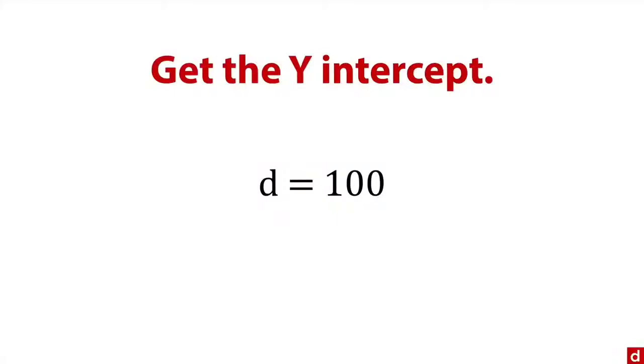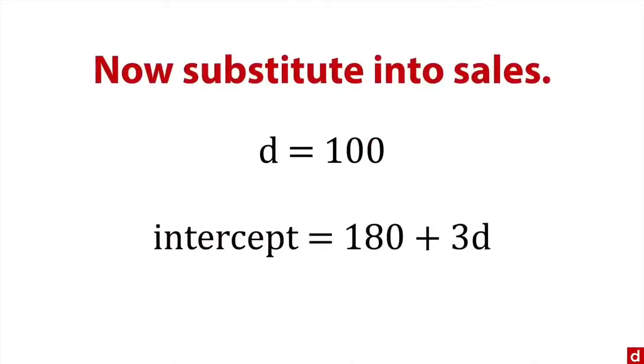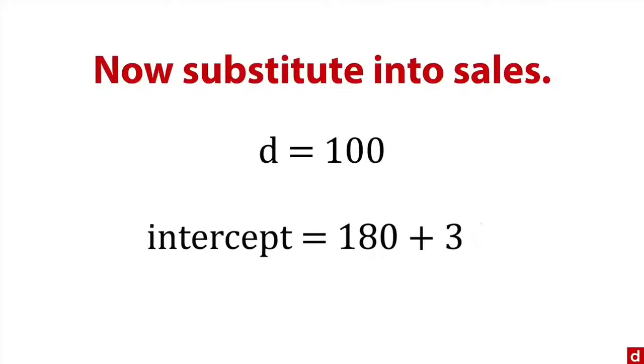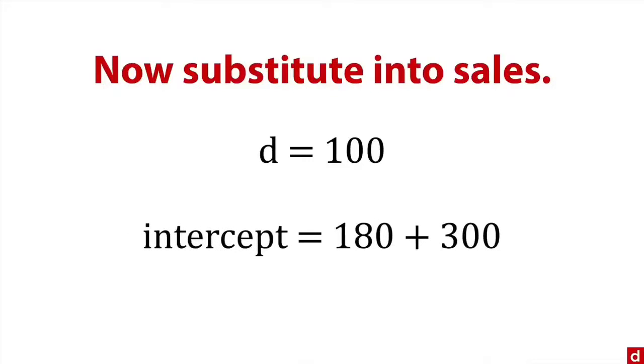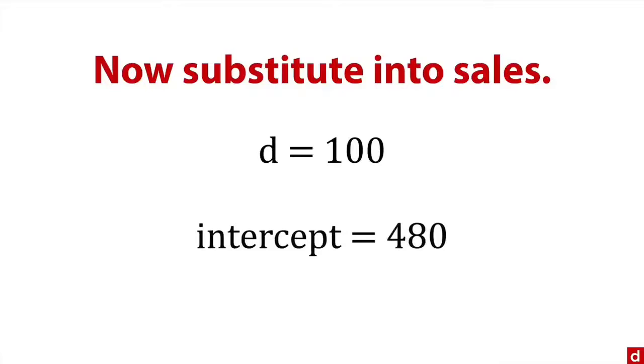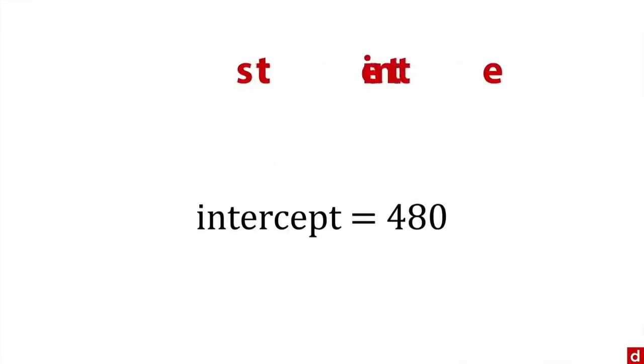But to get that, we have to substitute this value into sales. So we take D is equal to 100, and the intercept is equal to 180, plus 3. 180 is the number of new subscriptions per week. And then we take the 3, and we multiply that times our 100. So 3 times 100 is equal to 300. Add those together, and you get 480. And that is the y-intercept in our equation.